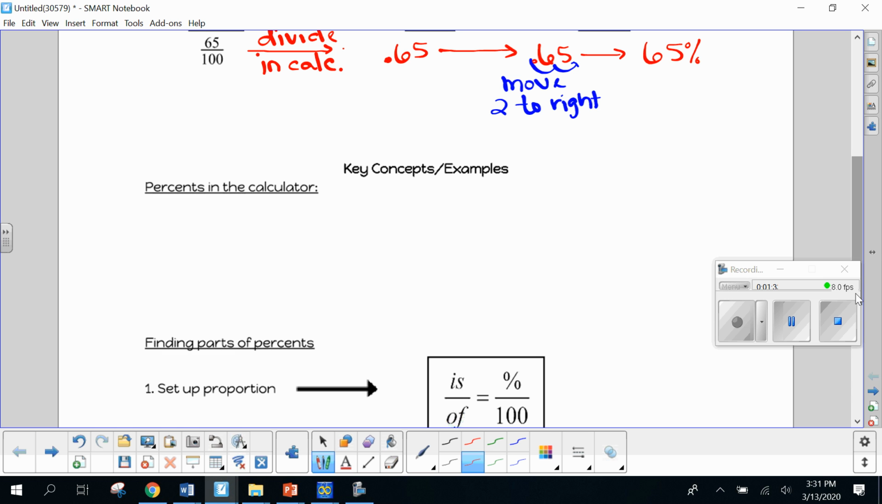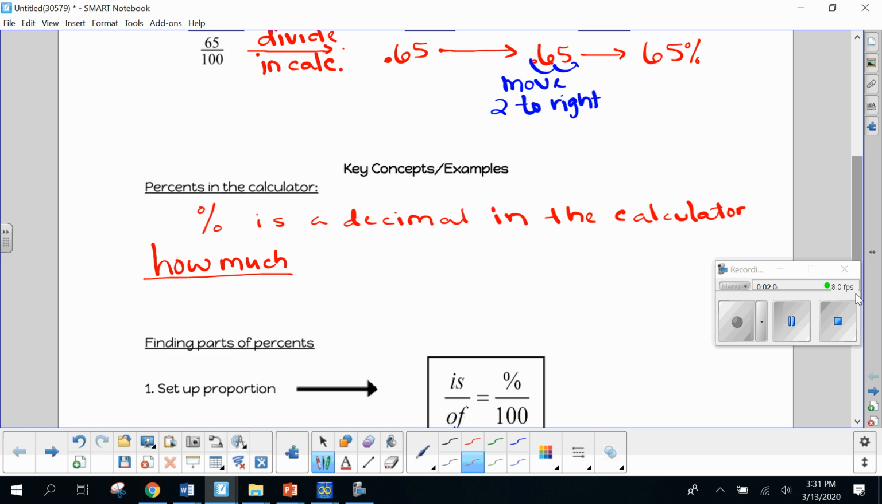Percents in the calculator. Okay, so these are key concepts and examples. So percent is a decimal in the calculator. Okay. And when you see a percentage, it's usually how much over 100.